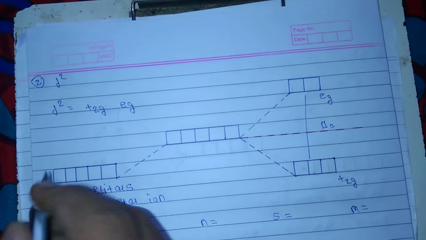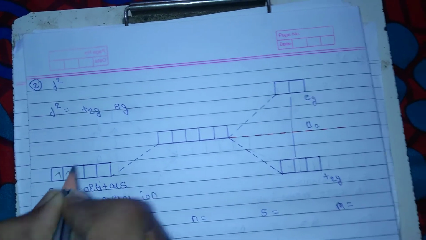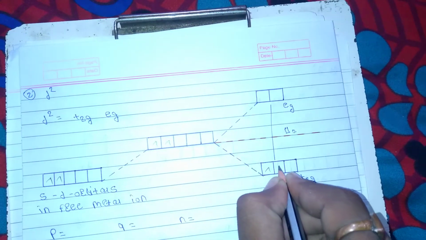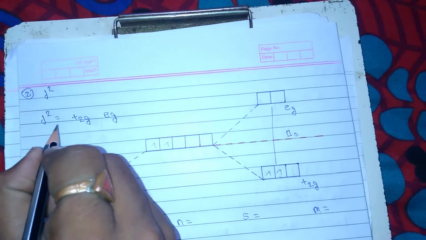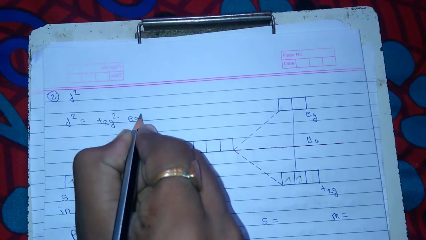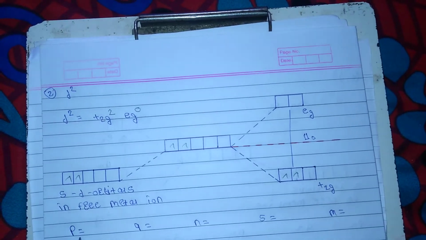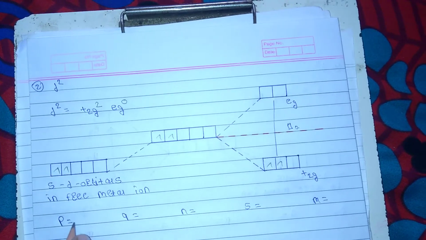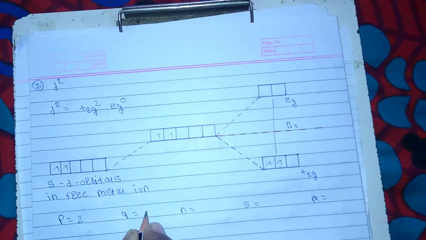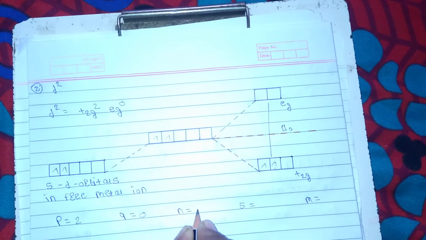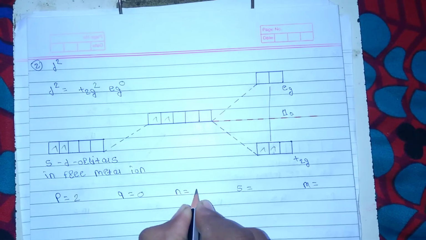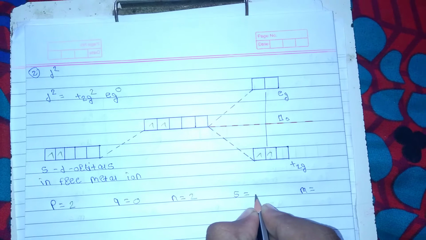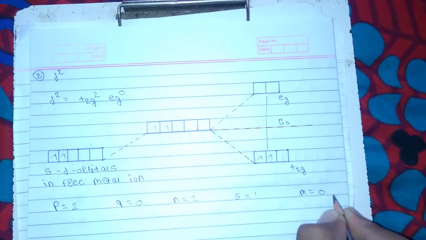The second is the d2 configuration, meaning 2 electrons, 1, 2. They go to the t2g set. Then d2 is equal to t2g2 eg0. Then how to find out the P, Q, N, S, M. P means the total number of electrons present in t2g, which is 2. Q means the total number of electrons present in the eg set, which is 0. N means the total number of unpaired electrons in the t2g and eg sets, which is 2. S means the resultant spin, N by 2, which is 1, and M is equal to 0.